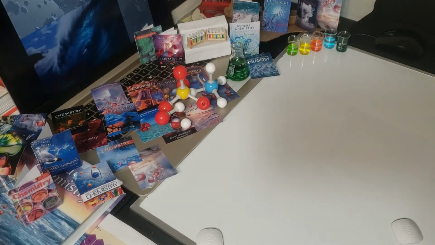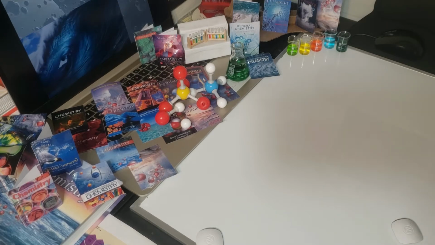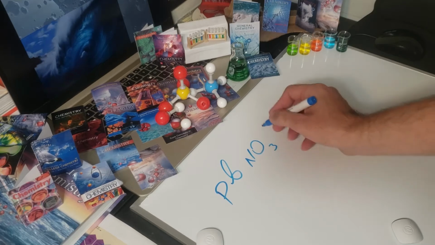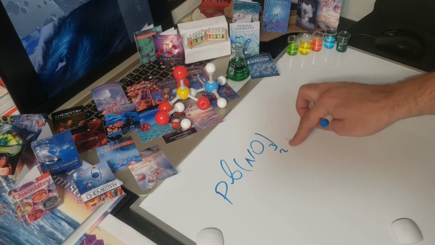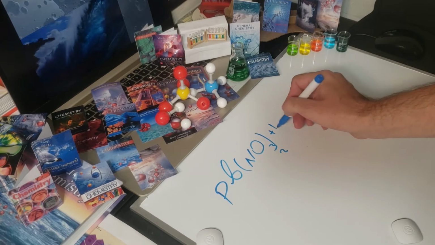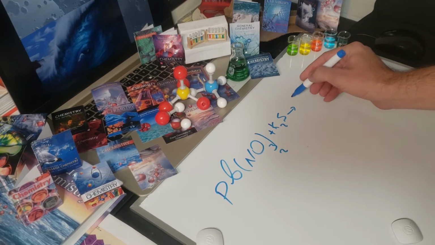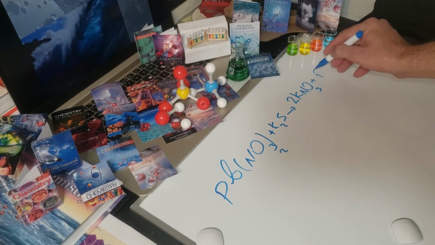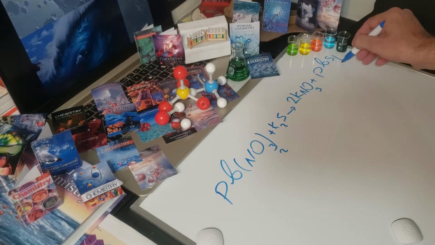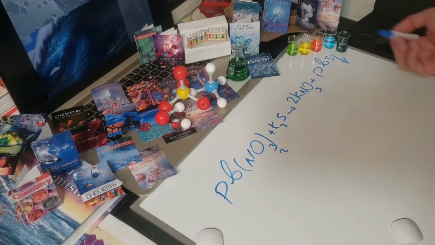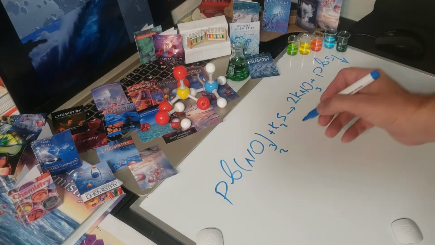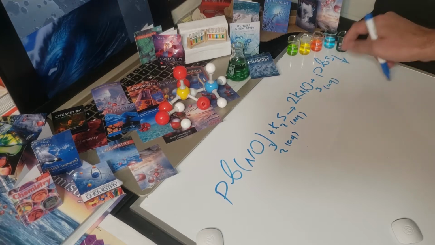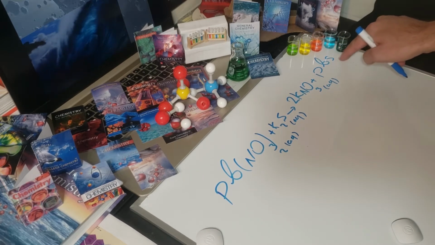My first example is a reaction of lead nitrate, Pb(NO3)2, with K2S, giving you 2KNO3, or potassium nitrate, plus PbS, which is a precipitate. So this sign means it's a precipitate, or it's possible that I gave you aqueous for the others, and this one as a solid.